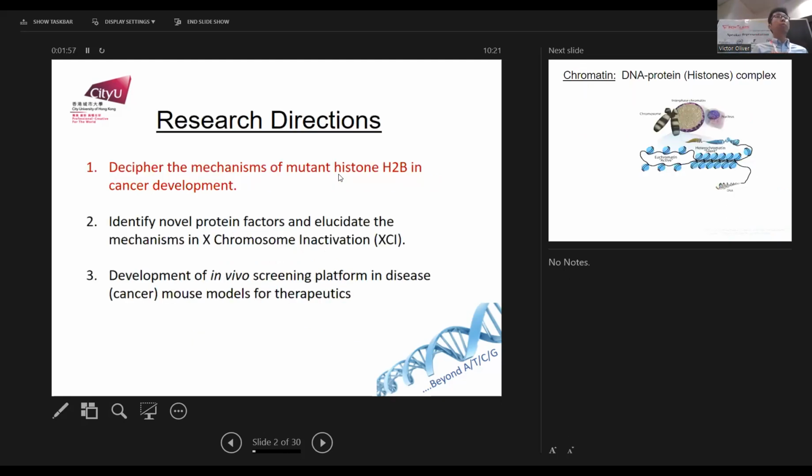So our group has three major research directions. The first one is to decipher the mechanisms of mutant histone H2B in cancer development. And we also have other research directions, such as to identify novel protein factors and elucidate the mechanisms in X chromosome reactivation, which is also a very classic example of epigenetic gene silencing. And we are also currently developing a platform to perform in vivo CRISPR screening in living animals.